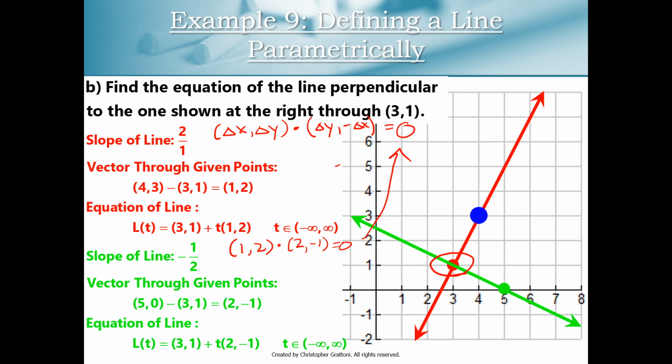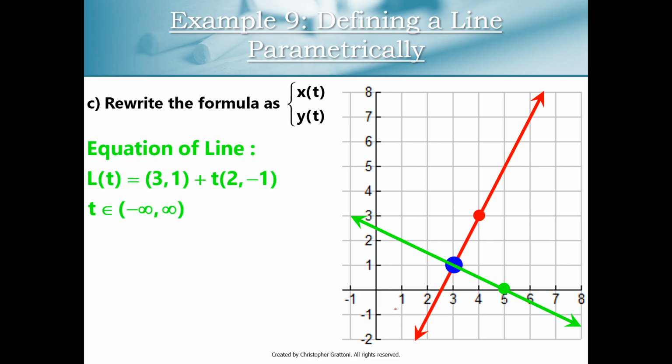And then finally, the equation for our line is, we know the starting point, 3 comma 1, because it was given to us. And then the slope, we just found the slope vector. So we're good. We have the equation for that perpendicular line. And we are guaranteed that there's a 90-degree angle between those two lines.